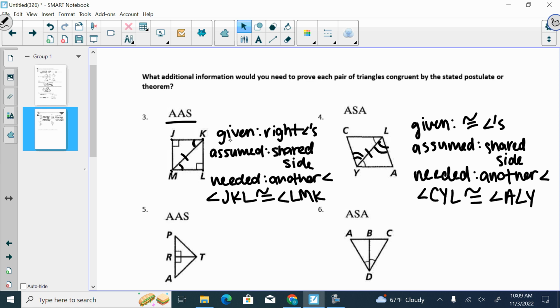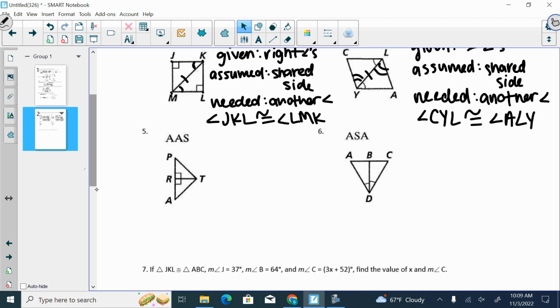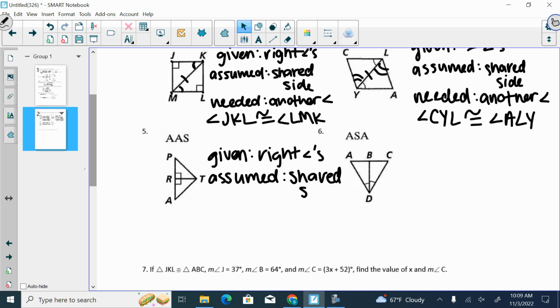Okay. On number 5, what's given to us or marked for us on number 5? The right angles, good. Okay. So is there anything not marked that we can add in? Shared side. Okay. And this time we want them to be congruent by angle, angle, side. So what do we still need? Another angle.